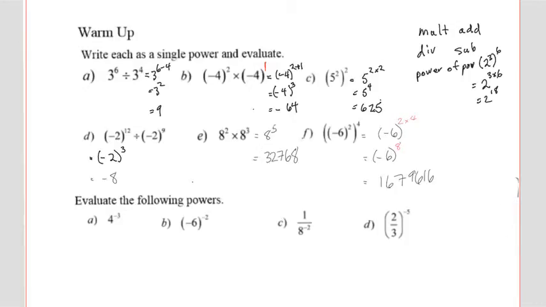Remember, when we start with anything that's a negative exponent, we need to flip it first. So we end up having 1 over 4 cubed. Then we calculate 4 cubed to be 64, so 1 over 64 as our final answer.